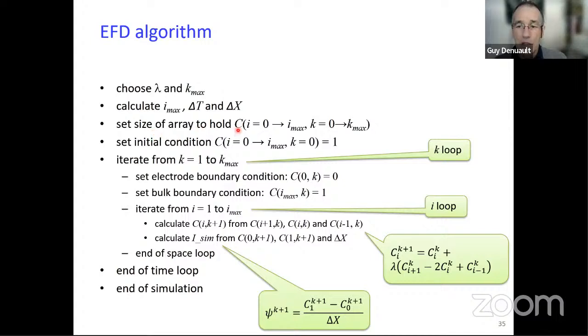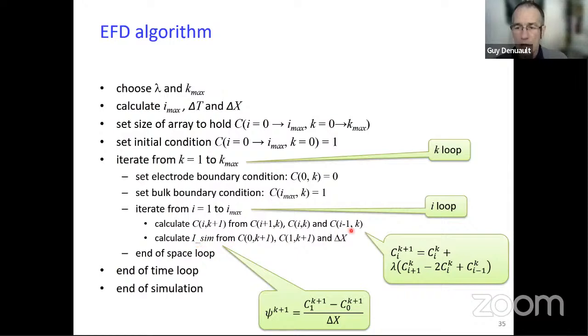You then define the size of your concentration arrays, both in terms of I and K. You set the initial conditions. So that means you impose the value of the concentration at K equals 0, but everywhere. And then you have 2 loops. You have a loop for time, which is the K loop, and you have a loop for I, which is the space loop. So this is the zipping mechanism I was telling you about. In the loop for time, you set the electrode boundary condition. You set the boundary condition in the bulk. You then start the space iteration, where you calculate the new value of concentration, knowing the other 3 from the time before. You then calculate the current.